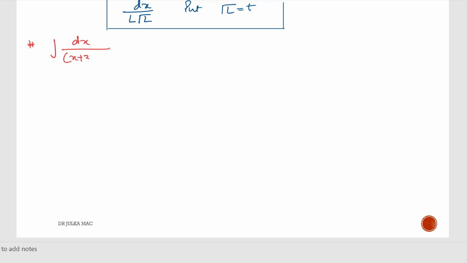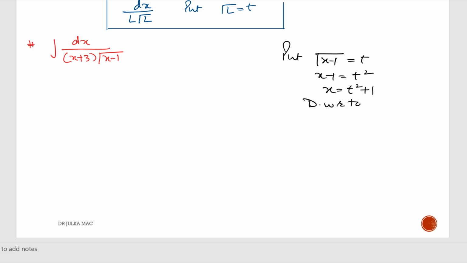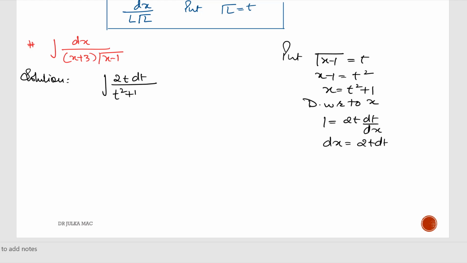We have a question: integration of dx divided by (x plus 3) into root of (x minus 1). This is the case of dx divided by linear into root linear. First we put root x minus 1 equals to t. So x minus 1 equals to t square. The value of x is t square plus 1. Now we differentiate with respect to x both sides and we will get 1 equals to 2t dt by dx. So the value of dx equals to 2t dt. Replace dx by 2t dt, x by t square plus 1 and root x minus 1 by t.